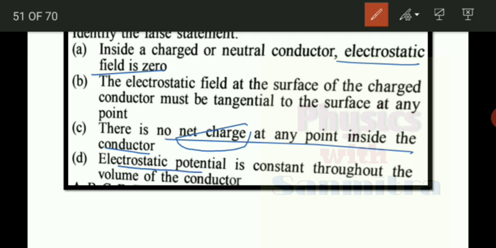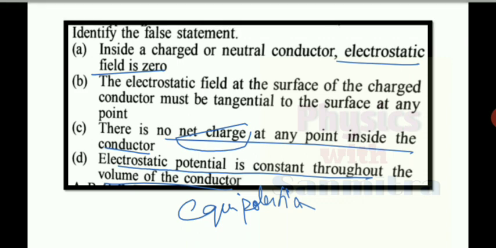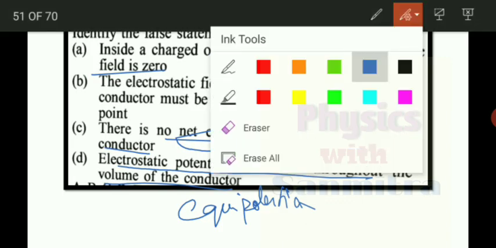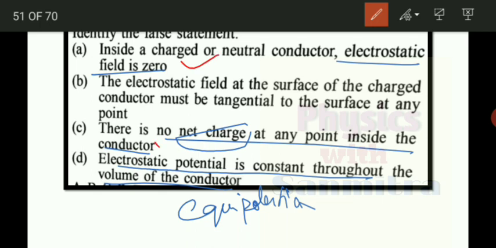And electrostatic potential is constant throughout the volume of the conductor. A conducting material is equipotential. Okay, so these three statements are correct, that is, A, C and D are correct. So now we are left with B.